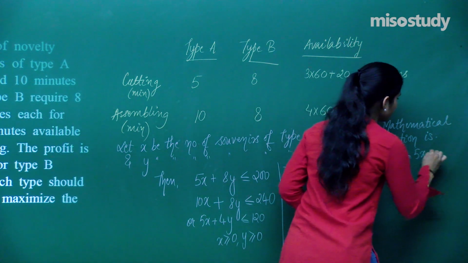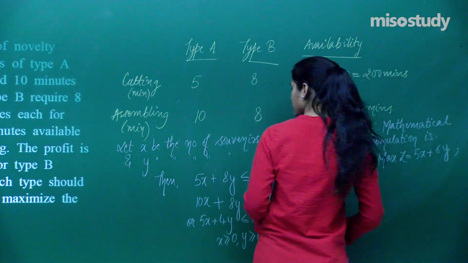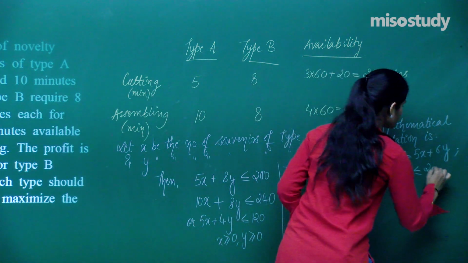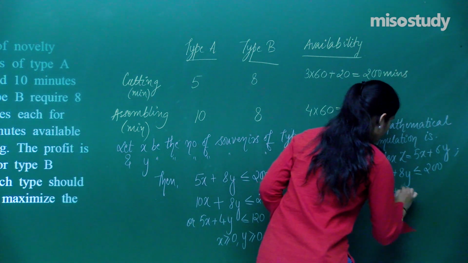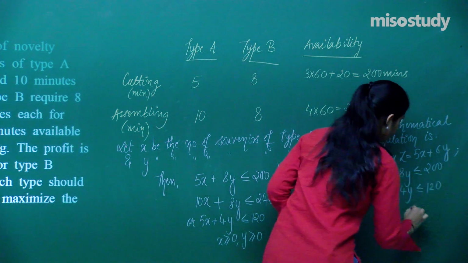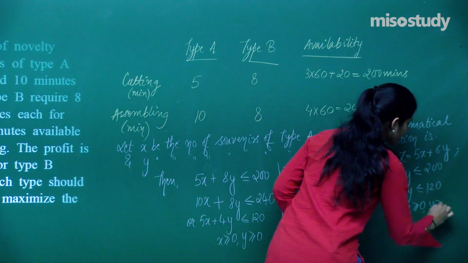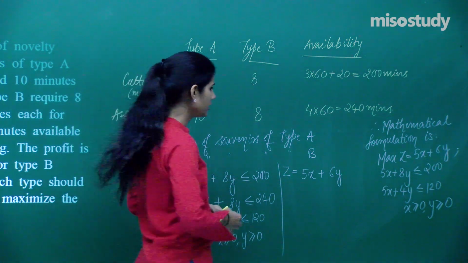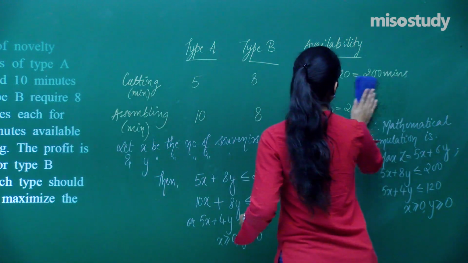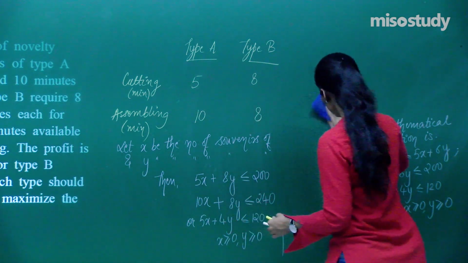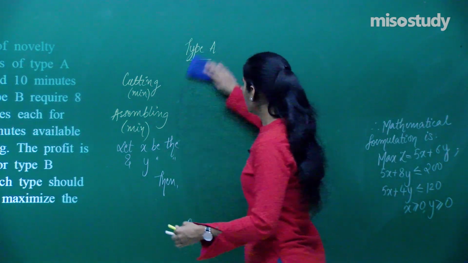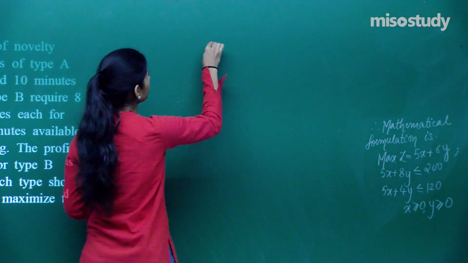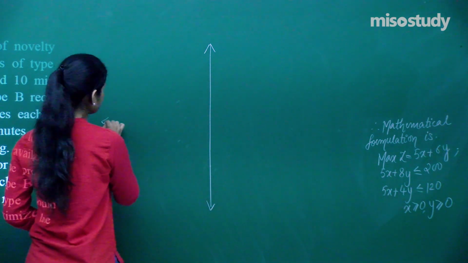Maximize z equals 5x plus 6y subject to 5x plus 8y less than equal to 200, 5x plus 4y less than equal to 120, x non-negative, y non-negative. The moment you have with you the very mathematical formulation of this problem, you don't require anything. You just need to graphically plot the solution and you will be done. So, let us begin.